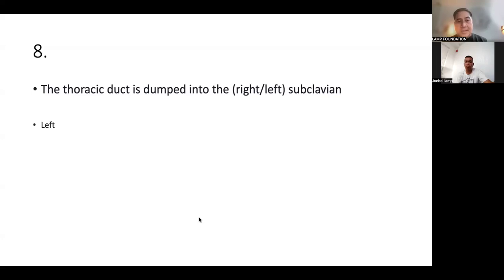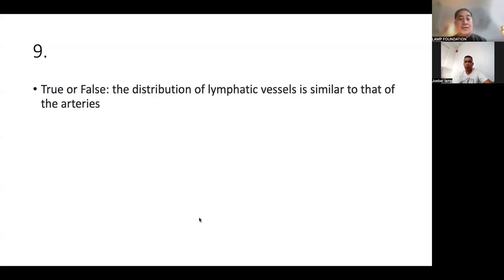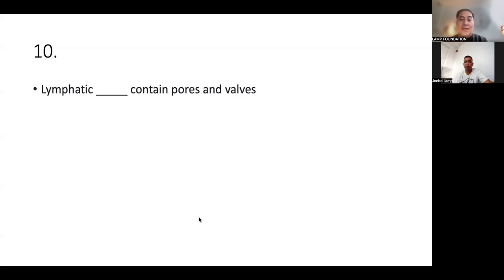The left subclavian. True or false? Distribution of lymphatic vessels is similar to that of the arteries. True. False. No, sorry, they're similar to the veins. False. Arteries, veins. Lymphatic blank contain pores and valves.